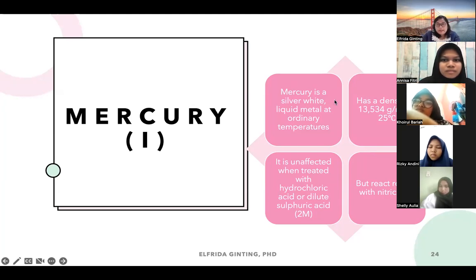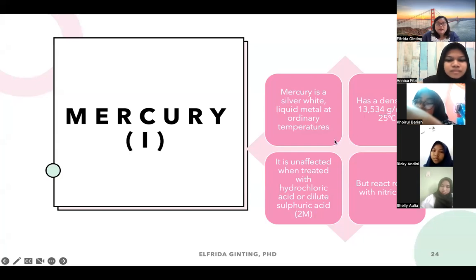Okay. So mercury is a silver white liquid metal. It has a density of 13.534 gram per milliliter at 25 degrees Celsius. When you react mercury with hydrochloric acid or dilute sulfuric acid, it won't react. So you cannot use hydrochloric acid or dilute sulfuric acid to test mercury.